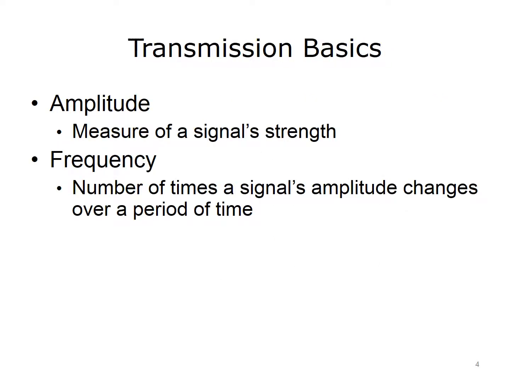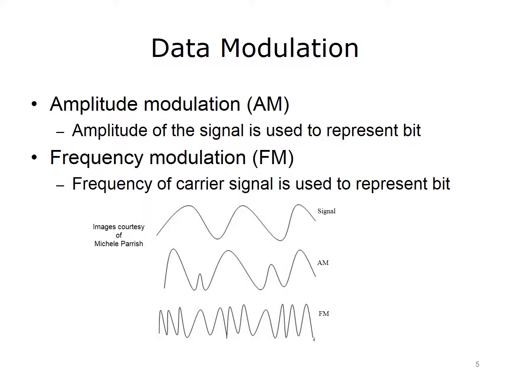A couple of characteristics of a signal are amplitude and frequency. Amplitude is the height of a wave at a given period of time. Frequency is the number of times a signal changes in a given period of time. It is measured in hertz, Hz. The amplitude and frequency of a signal can be changed or modulated to represent data.